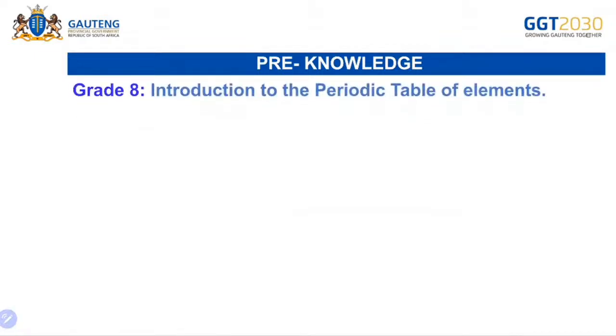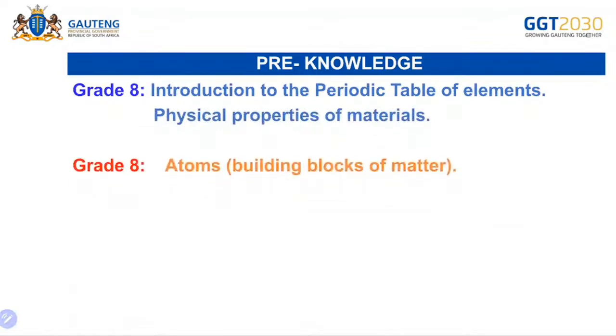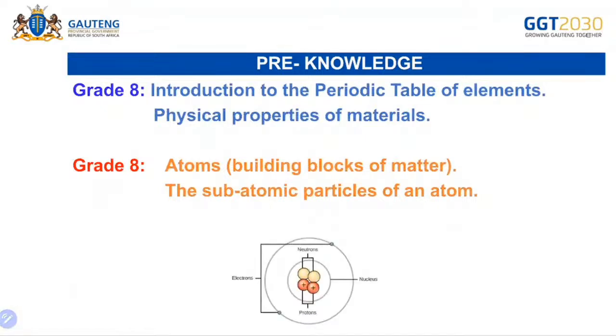Now let's move on to pre-knowledge. Here we just remind each other of what we have learned in the previous lessons. Remember, in week 1 of grade 8, we were introduced to the periodic table of elements, and we also learned about the physical properties of materials. We have also learned about atoms, which are the building blocks of matter, as well as the subatomic particles of an atom. These are the particles that make up the atom. We also learned the general structure of an atom.